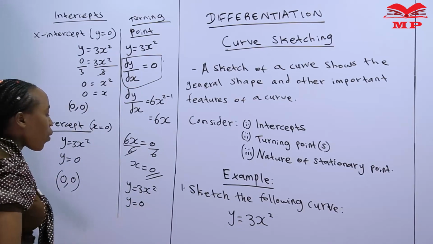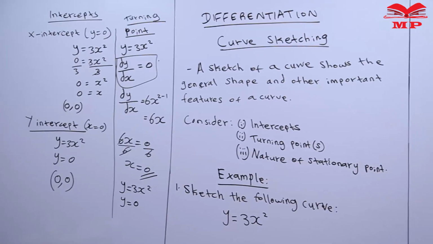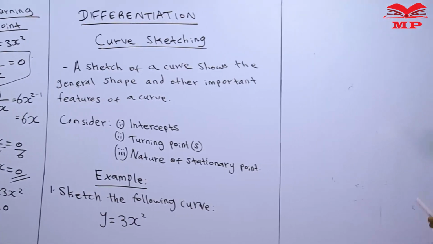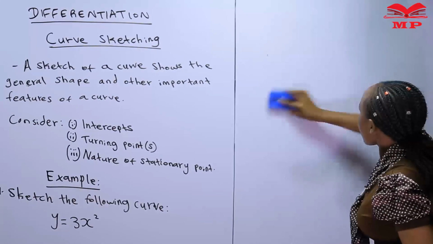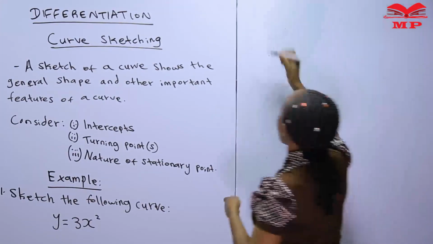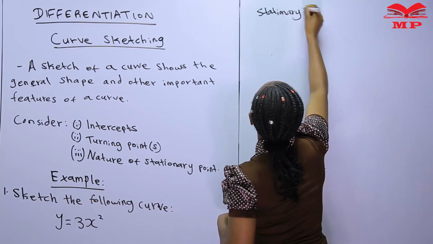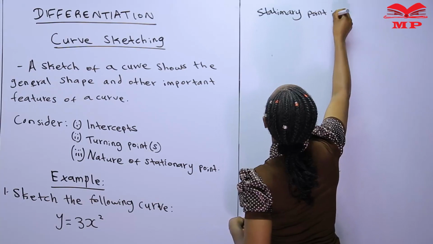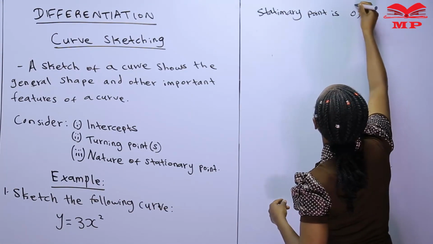So the stationary point, or our turning point, is, for x we have 0, and y 0.